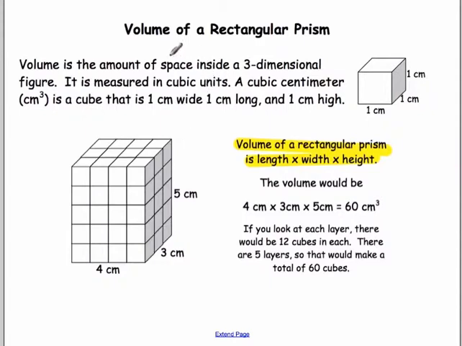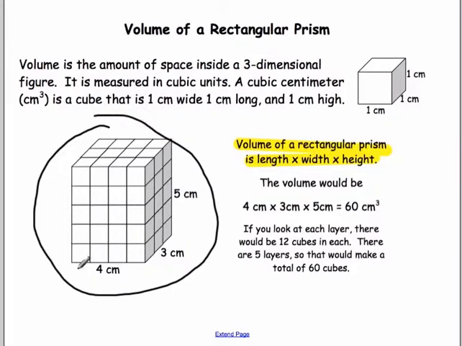The volume of a rectangular prism is the amount of space in a three-dimensional figure. You can see a three-dimensional rectangular prism. It has length, width, and height. That's what makes it three-dimensional. A cubic centimeter is a cube that is 1 centimeter wide, 1 centimeter long, and 1 centimeter high. So when you're labeling your answer, it's always going to be in cubic units, with an exponent of 3 on whatever the unit of measurement is. To find the volume of a prism, it's length times width times height.